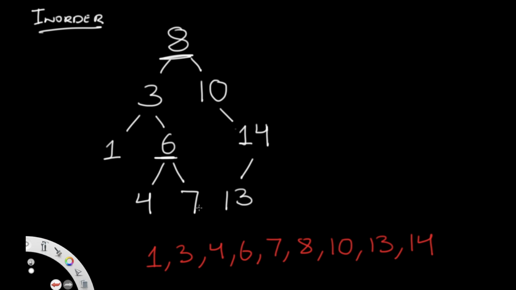Now we know this follows a certain set of rules, which all binary search trees follow. We want to extract that information in such a way that we get all of the nodes' values in ascending order. This is how our output is going to look: 1, 3, 4, 6, 7, 8, 10, 13, 14, which is in ascending order. This is going to be for one of our trees.